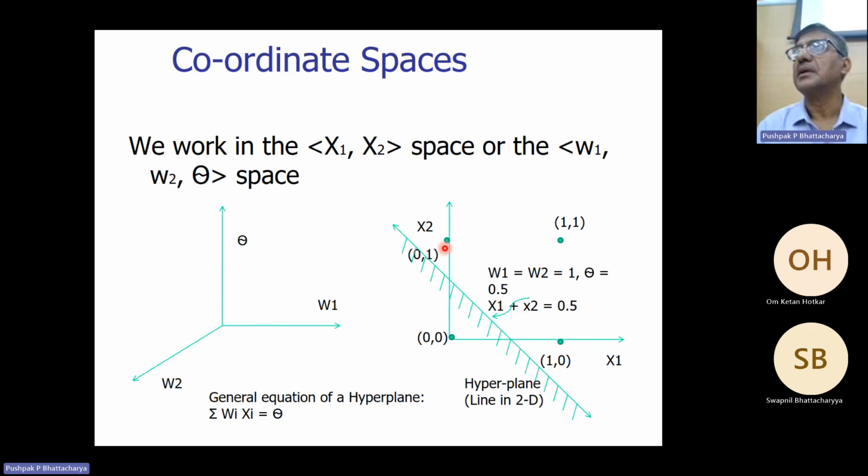Similarly for X0. Can they be separated? Yes. 1, 1 belongs to the positive class. 1, 0, 0, 0, 1, 1, 0, 1 belong to the negative class. So you draw a hyperplane here, draw a line here. The positive class gets separated from the negative class.